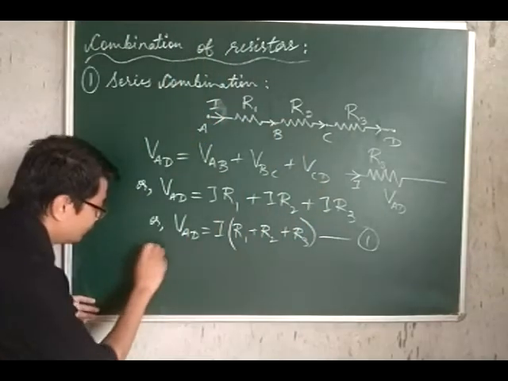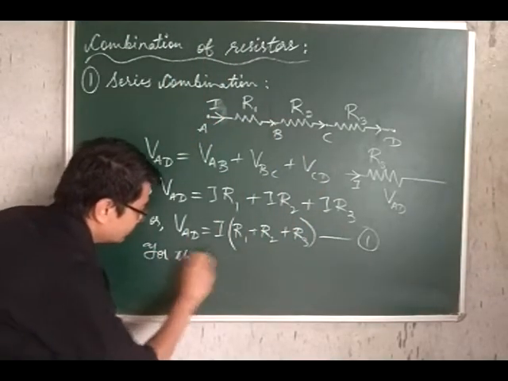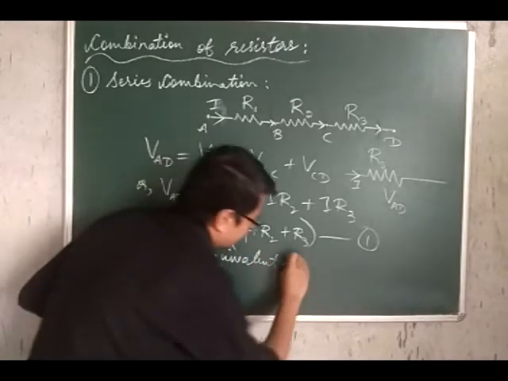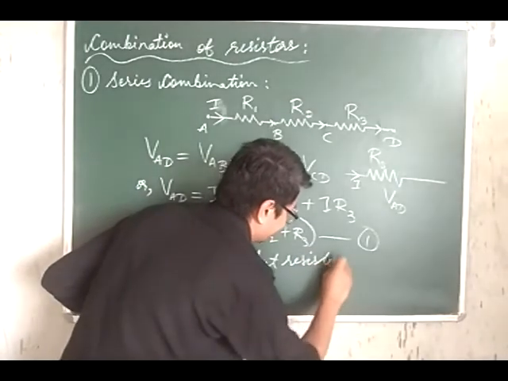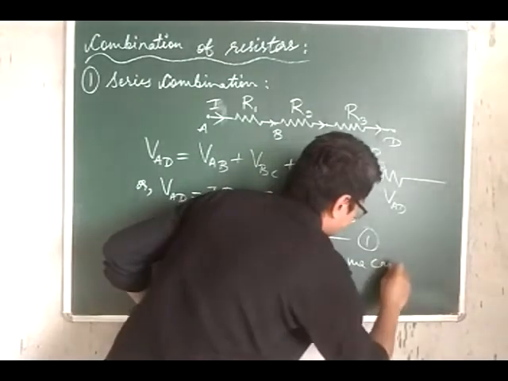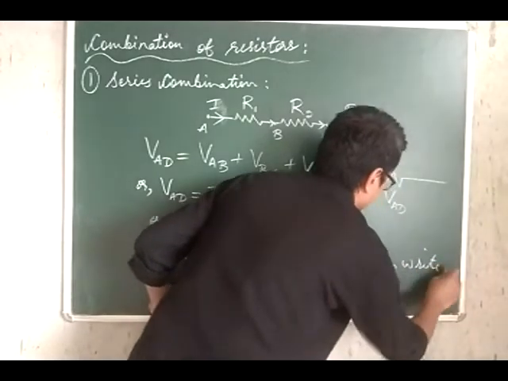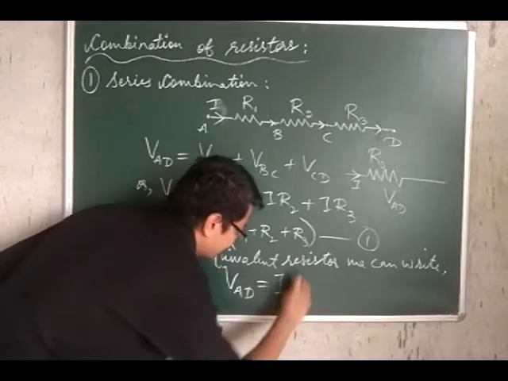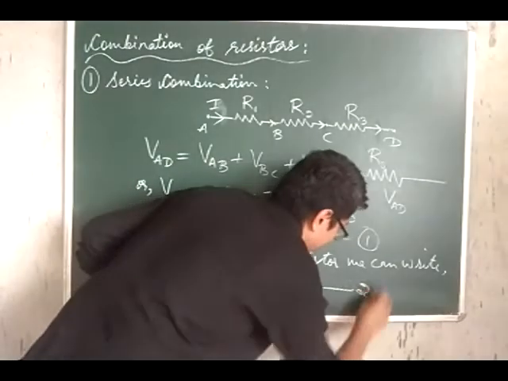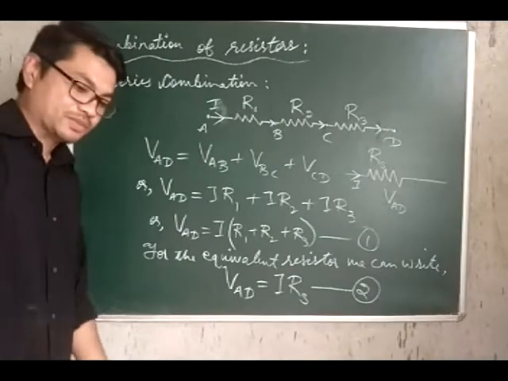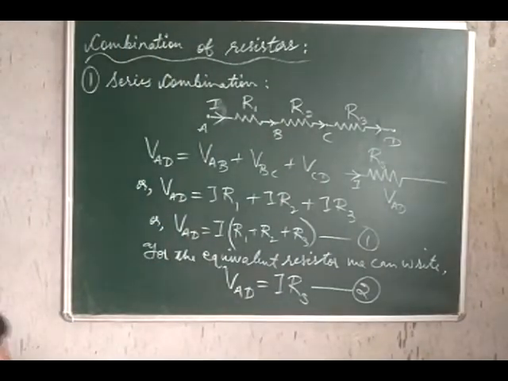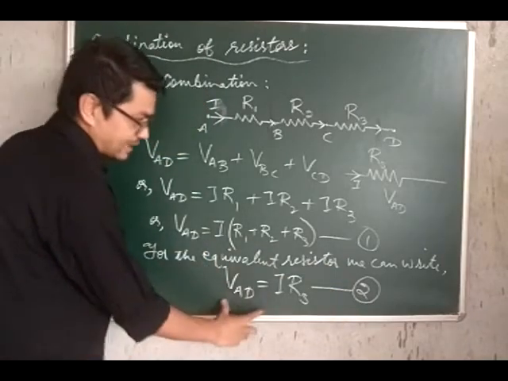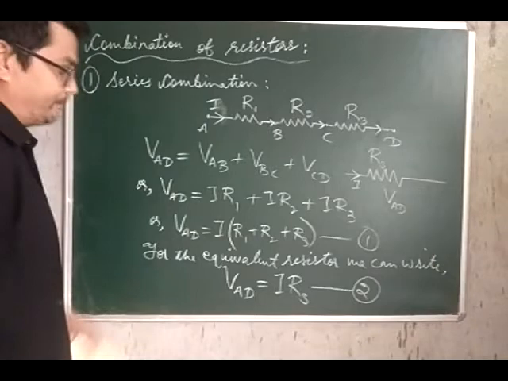So for the equivalent resistance, we can write VAD is equal to I into RS. This is the equation number 2. This is for the equivalent resistance, remember. So, look at equations 1 and 2. We see that the left hand side of both of the equations is the same.